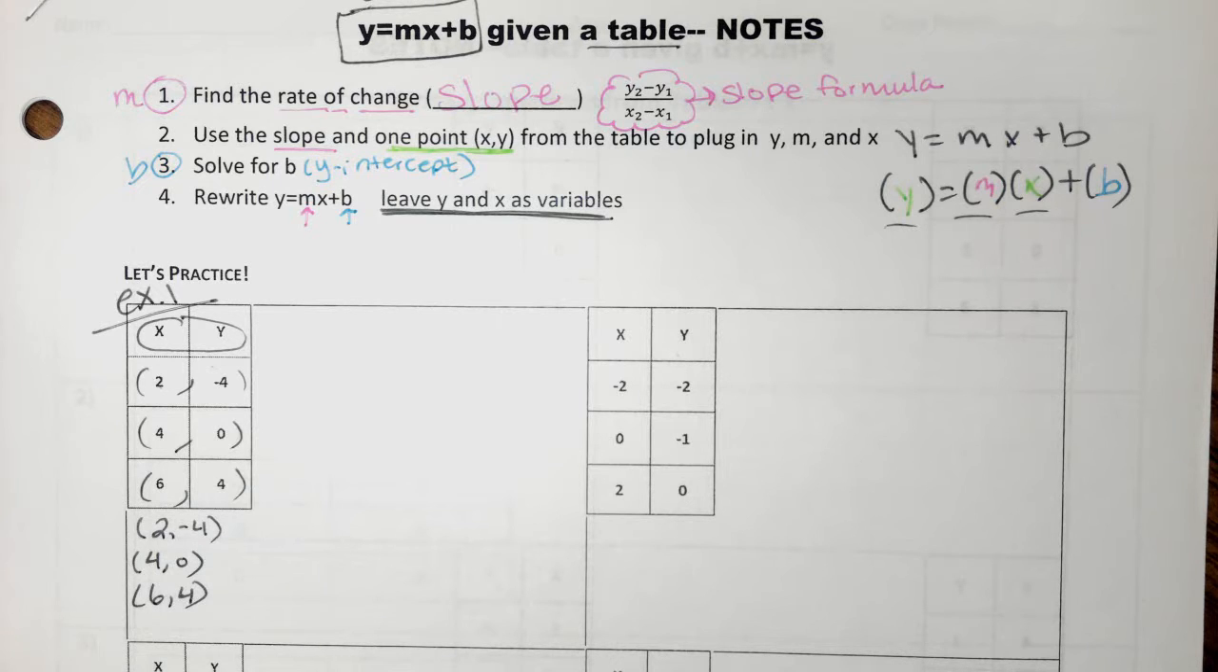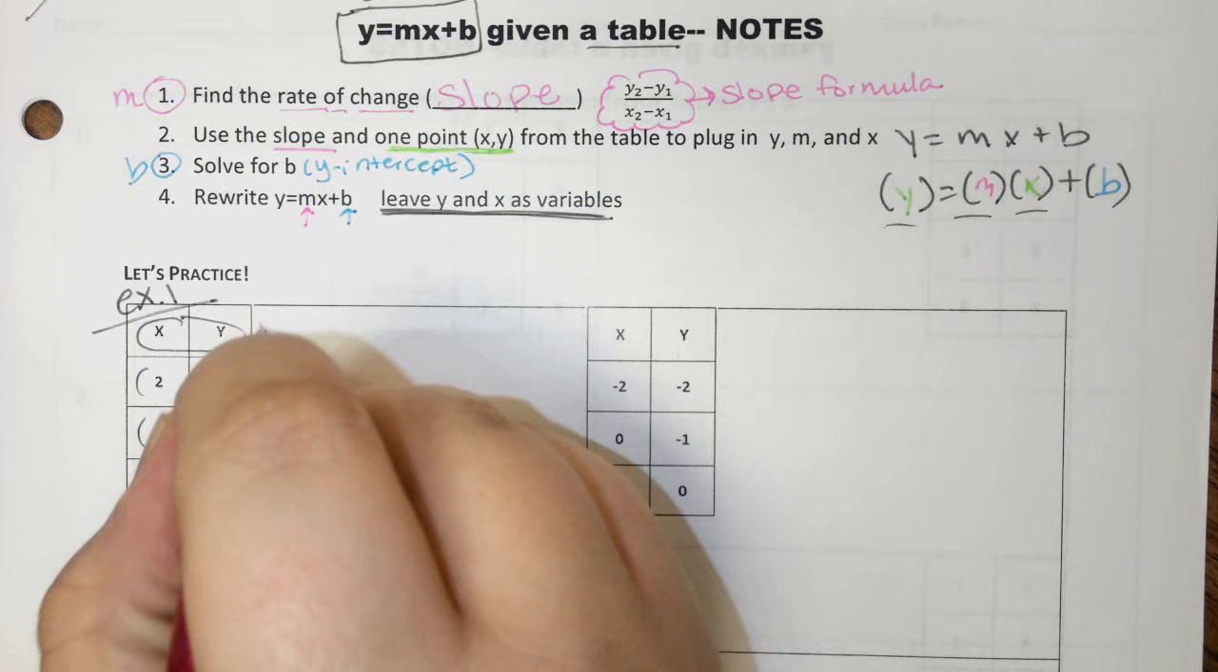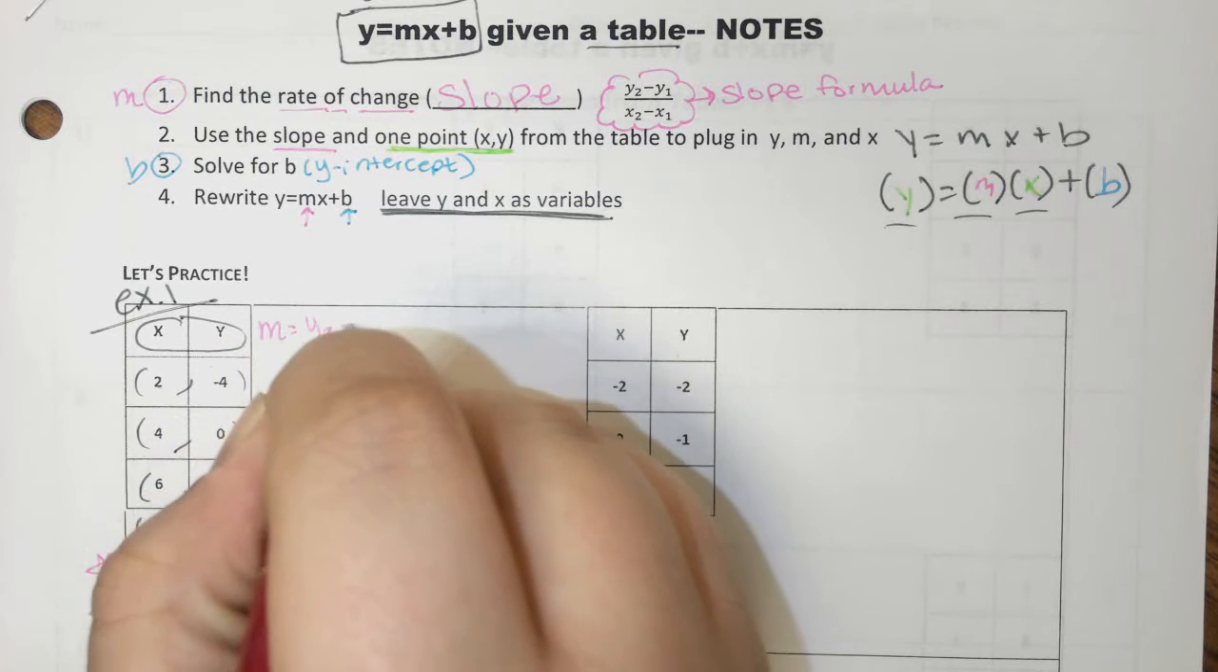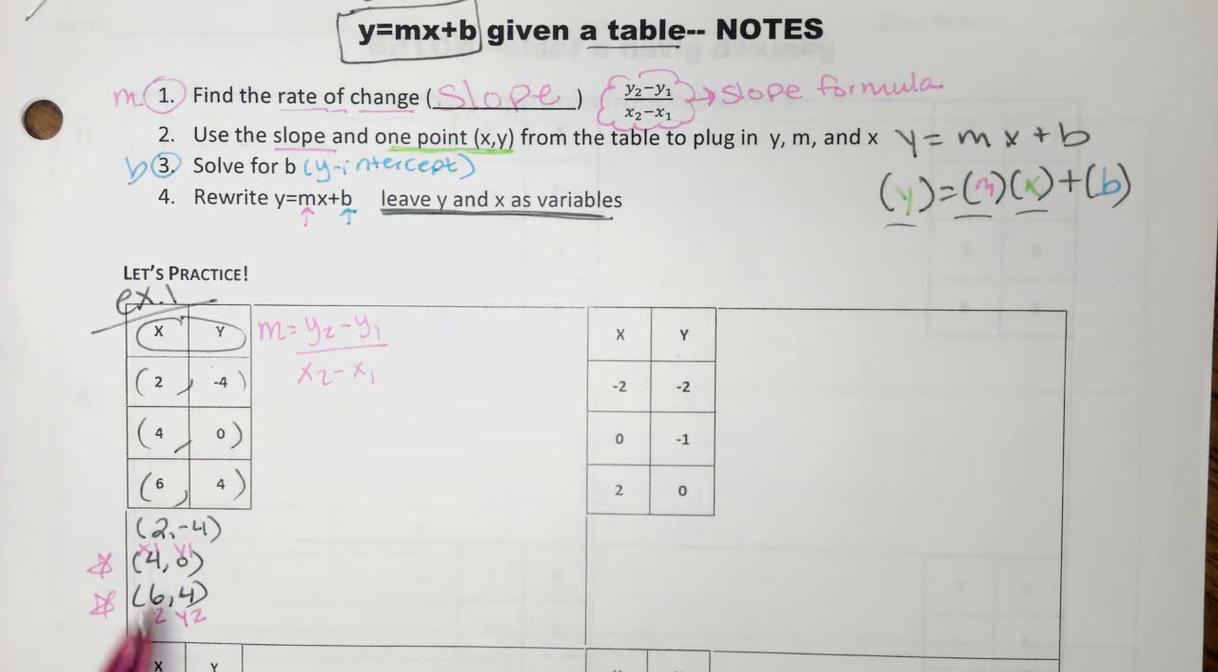Okay. So I'm going to pick two ordered pairs to find the slope. I'm going to pick 4, 0, and 6, 4. So I'll call this x1 and y1. I'm labeling my other ordered pair x2 and y2. So now when I use the slope formula, y2 minus y1 over x2 minus x1, I have a clear idea of what belongs in each spot.